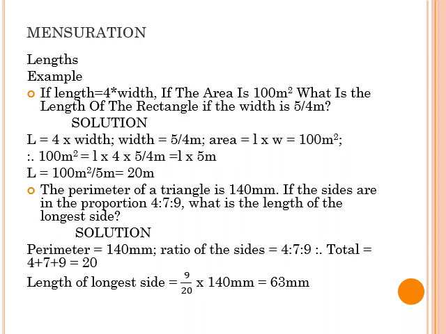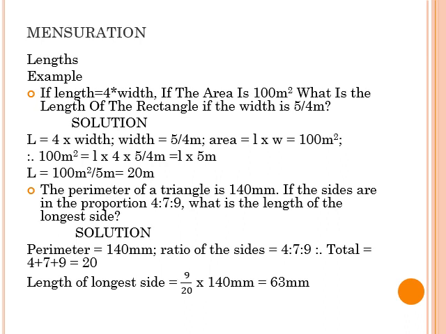First of all, we'll start by writing out our parameters. Always write out your parameters so that you don't get confused. Now, the length they have told us to be 4 times the width. And the width is equal to 5 over 4 meters. And the area is equal to 100 meters square.